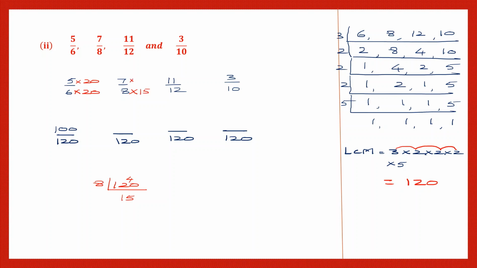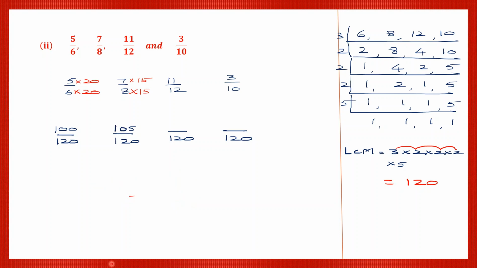We have to multiply 7 into 15. So let's do that. So 15 into 7. 7 5s are 35, carry 3. 7 1s are 7, 8, 9, 10. So what do we have here? 105. So this is 105 by 120. That is the second fraction.